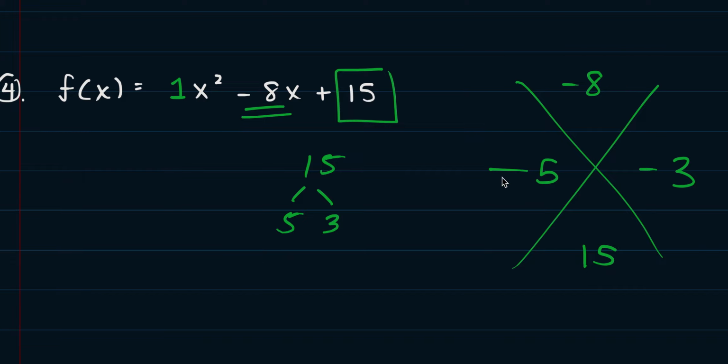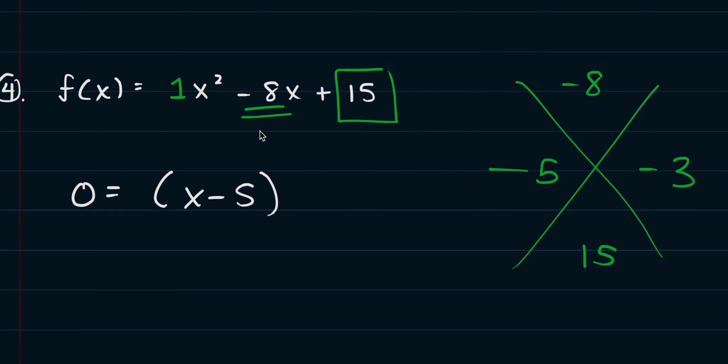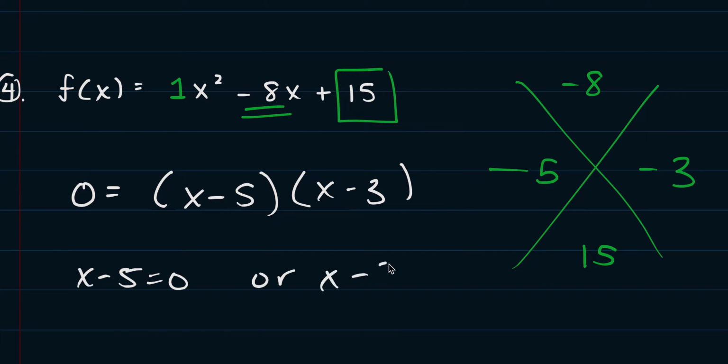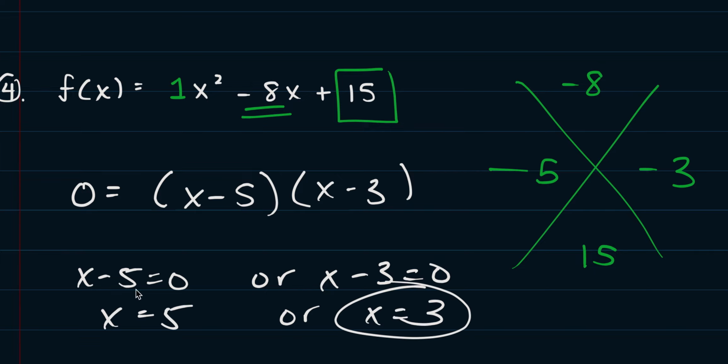Once you figure out these two numbers, then we can just write this as 0 is equal to x minus 5. So x plus a negative 5 is the same thing as x minus 5. So you don't have to write it this way. And then x plus this number, which is x minus 3. So now that you have it completely factored, x minus 5 is 0, or x minus 3 is 0, which means x is 5, or x is 3, and those are our zeros.